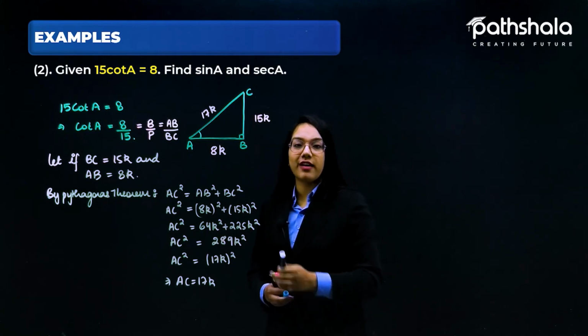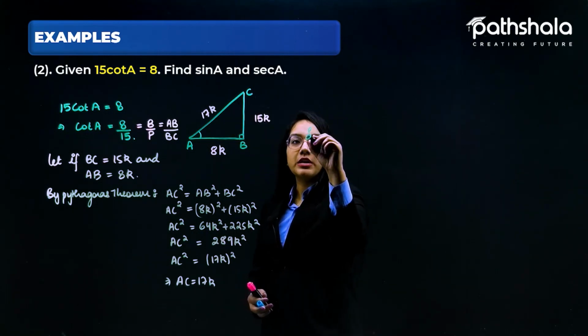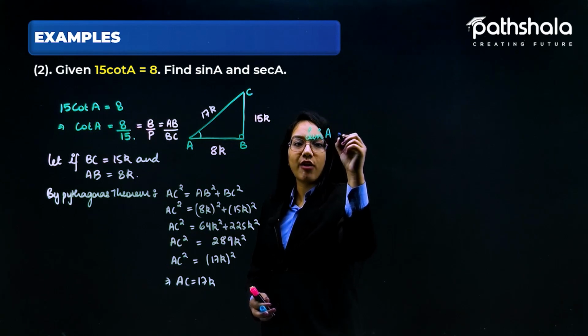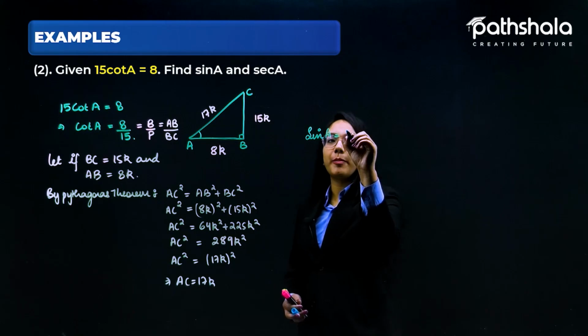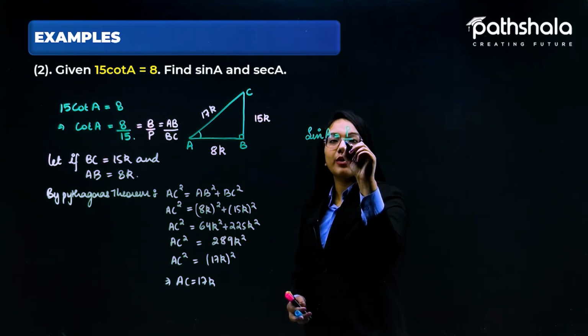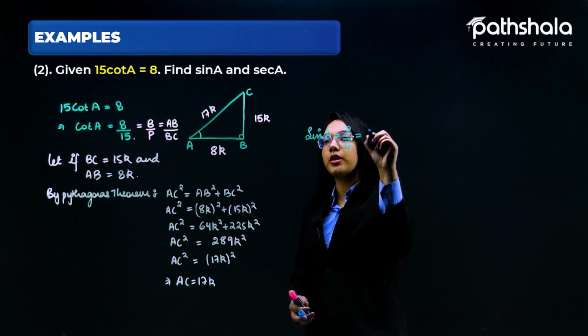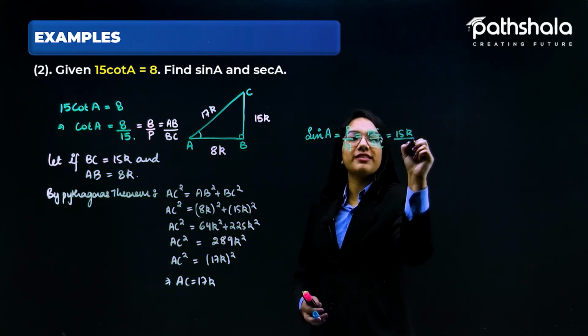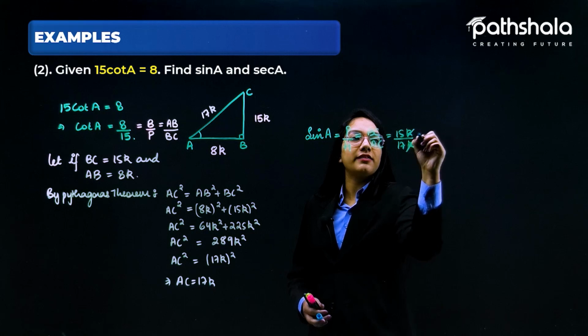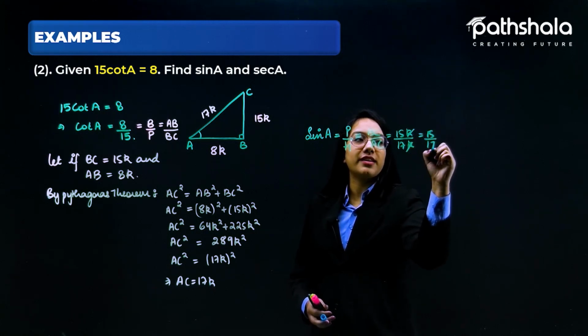Let us suppose we have to find sine of A. We know that sine of A is perpendicular by hypotenuse. So this is BC divided by AC, which is 15k by 17k. K and K get cancelled with each other. This is 15/17.